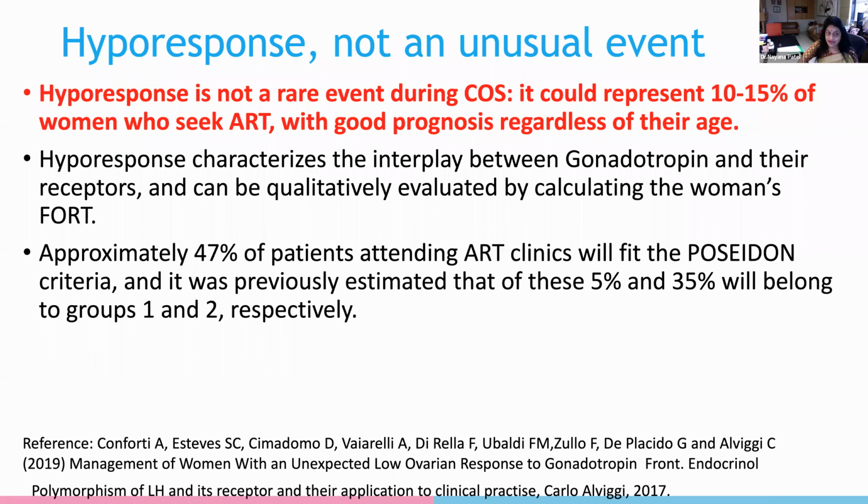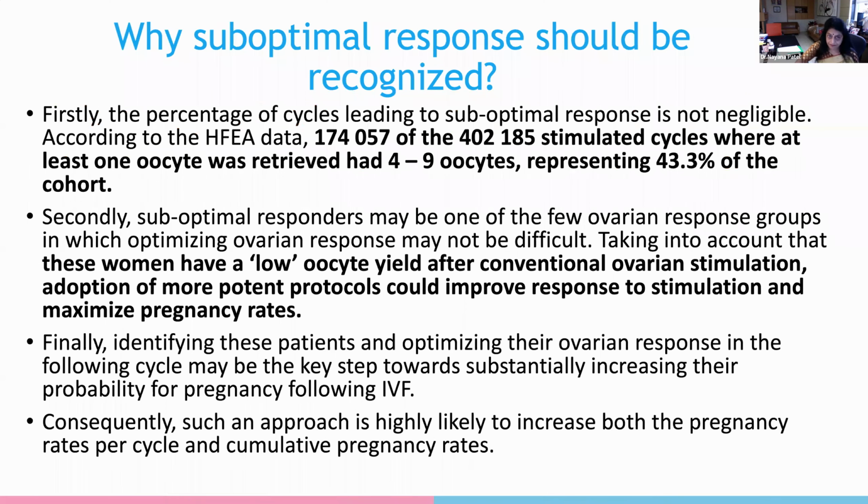In 10 to 15% of women who seek ART with good prognosis, regardless of their age, you will end up getting this. And in the Poseidon criteria, they found out that 47% of patients attending an ART clinic fit into the 1, 2, 3, 4 Poseidon groups. And of these, 35% belong to 1 and 2. That means their biomarkers were normal. Still 40% of these 47% responded poorly.